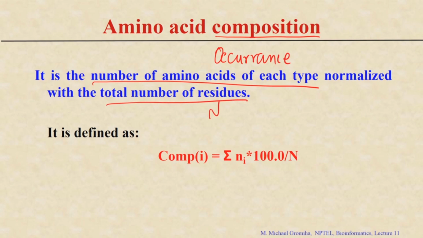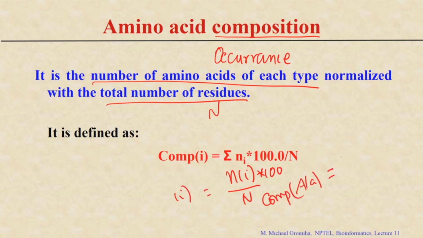So we can define amino acid composition as: composition of I equals sigma n of I into 100 divided by n. Here n of I means, for each type I, you count how many times it occurs. For a single residue, n of I multiplied by 100, if you want the percentage, divided by n. For example, the composition of alanine equals the number of alanine in the whole sequence divided by n. If you want the percentage, you multiply by 100.